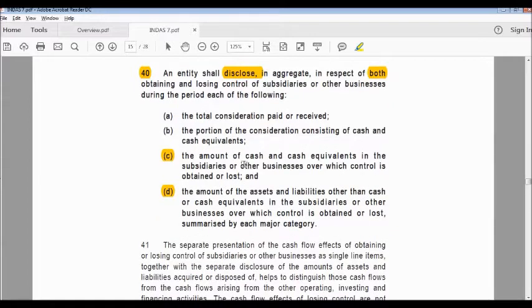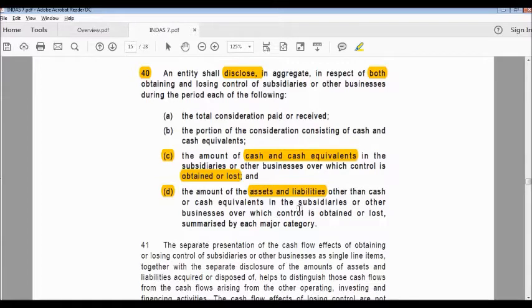Now C and D, what do they say? You have to disclose the amount of cash and cash equivalent in the subsidiaries or other businesses over which the control is obtained or lost. So now you also have to disclose the amount of cash and cash equivalent in the subsidiary or other businesses over which you lose or obtain the control. And then D, the amount of asset or liability other than the cash or cash equivalent in the subsidiary or other businesses. Other than cash or cash equivalent, why? Because that is already contained in clause number C.